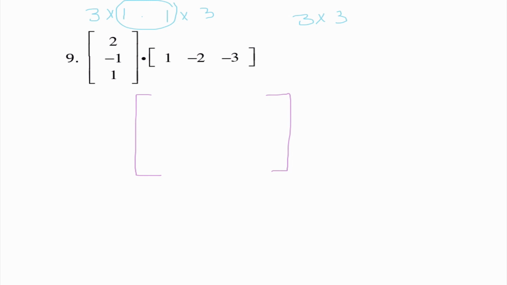Row 1, column 1, 2 times 1 is 2. Row 2, column 1, negative 1 times 1 is negative 1. Row 3, column 1, 3 times 1 is 3. Now moving on, row 1, column 2, I get negative 4. Row 2, column 2, I get positive 2. Row 3, column 2, I get negative 2. Last but not least, row 1, column 3, negative 6. Row 2, column 3, I get 3. And row 3, column 3, I get negative 3.